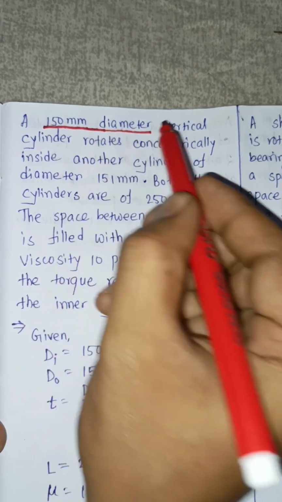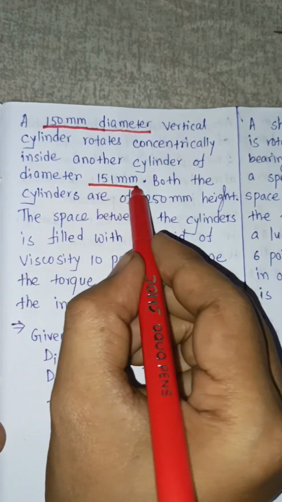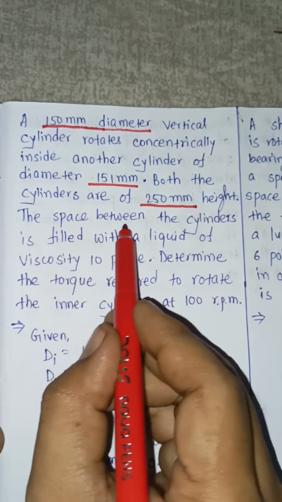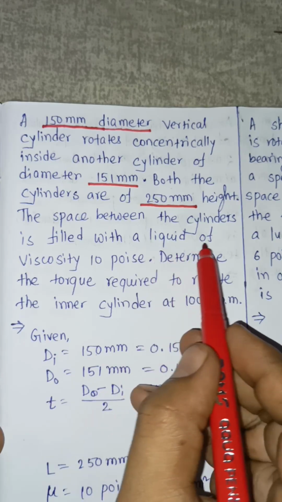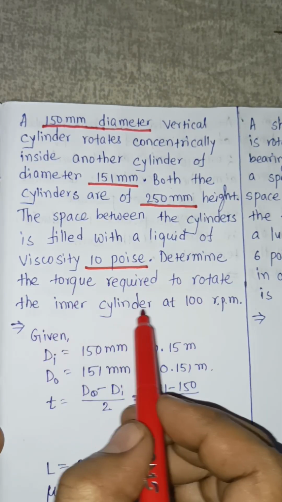A 150 mm diameter vertical cylinder rotates concentrically inside another cylinder of diameter 151 mm. Both the cylinders are of 250 mm height. The space between the cylinders is filled with a liquid of viscosity 10 poise. Determine the torque required to rotate the inner cylinder at 100 rpm.